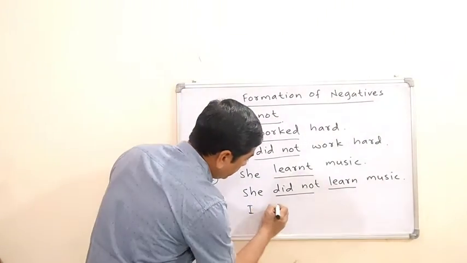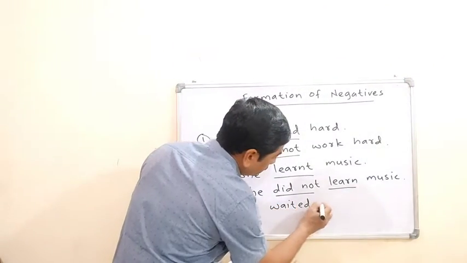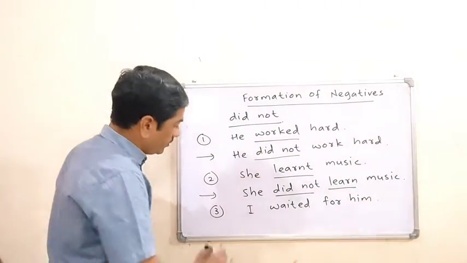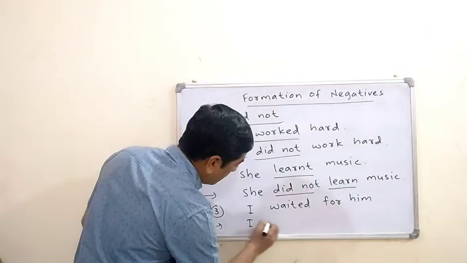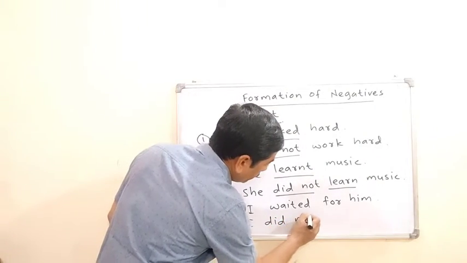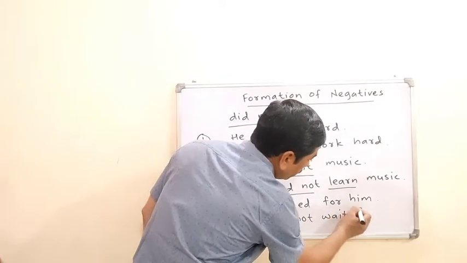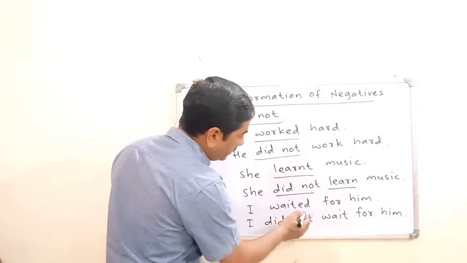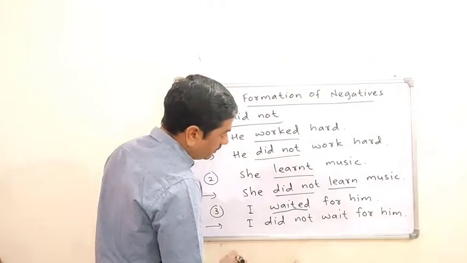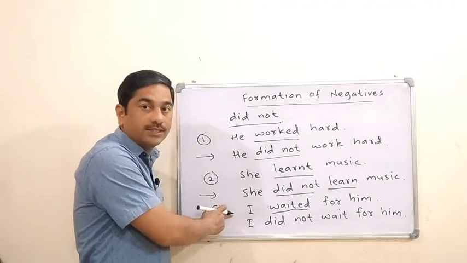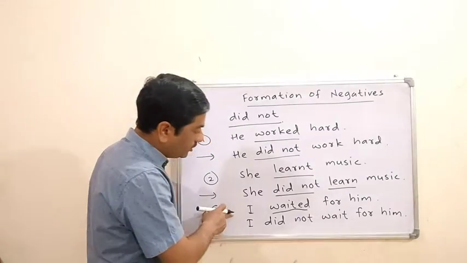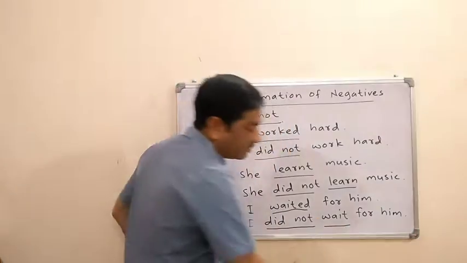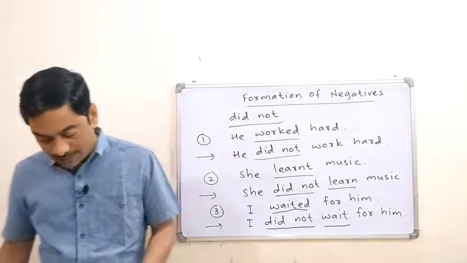I waited for him. Its negative form is I did not wait for him. Waited is the V2 form, and this sentence is of simple past tense. We are changing it into negative, so we have made use of did not and the V1 form, that is wait. We will study a few more sentences.